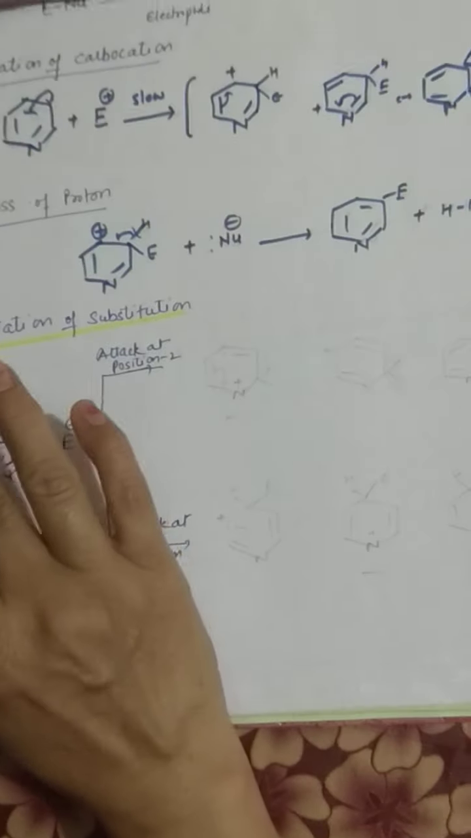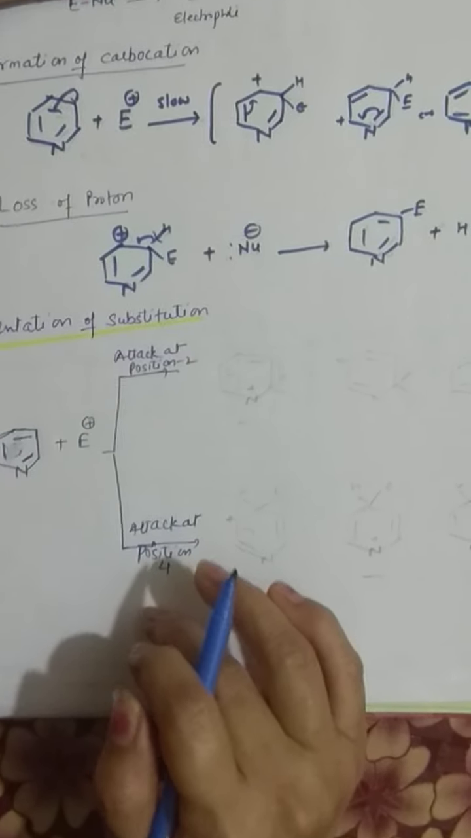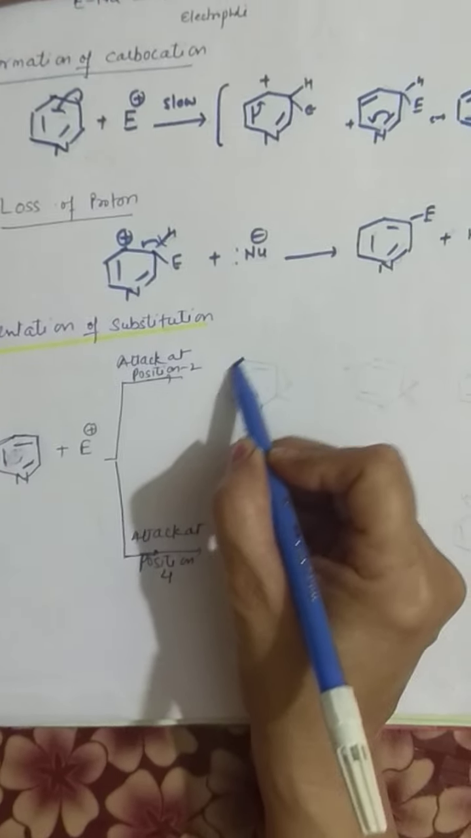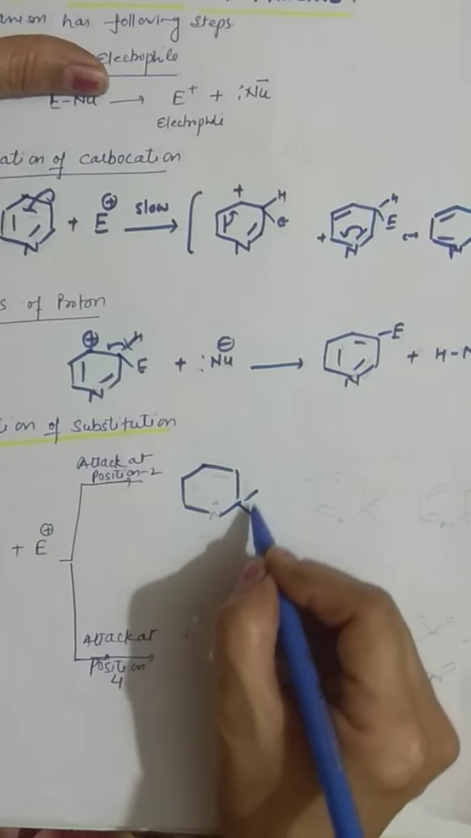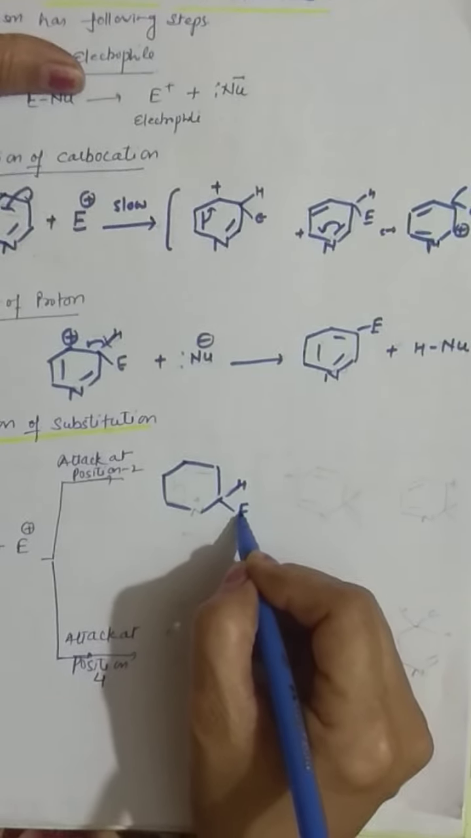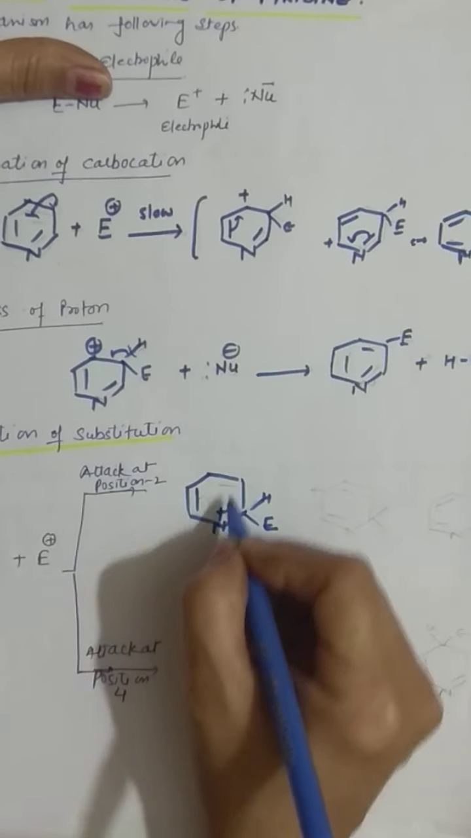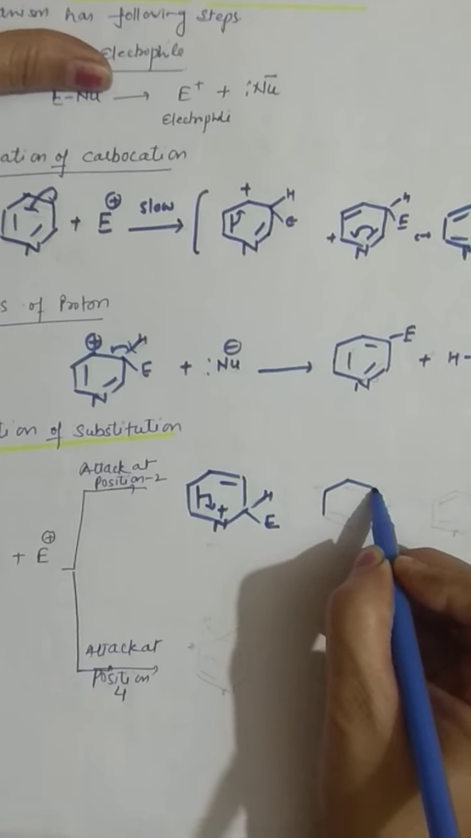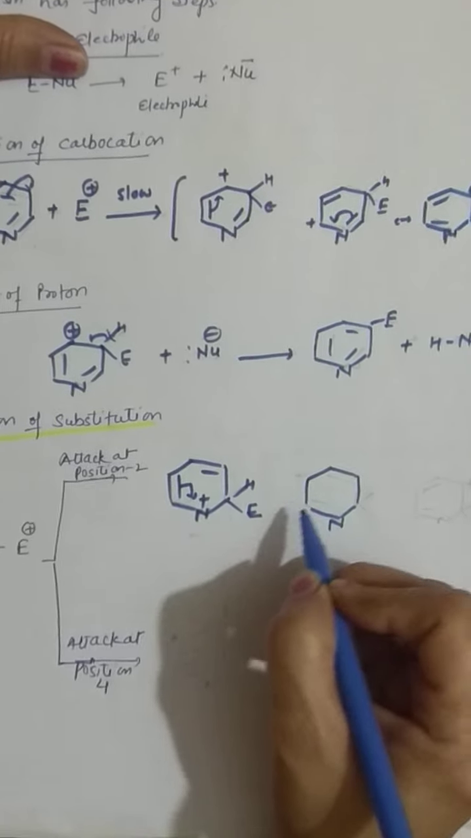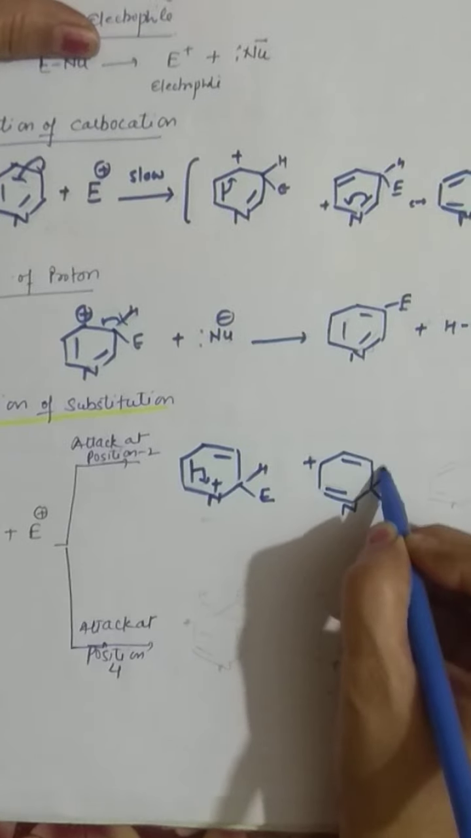So now we discuss the orientation of substitution. Why does the attack not take place at position number 2 and position number 4? So let's write the structures. The electrophile attacks this position number 2. So when this is shifted here, this carbon acquires a positive charge.